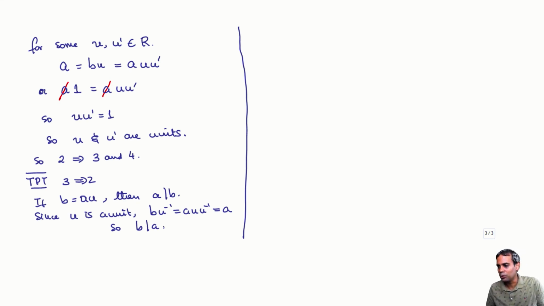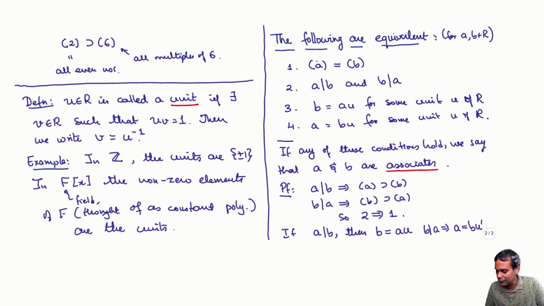So this completes the proof of the equivalence of these 4 conditions, and these are 4 different characterizations of associates. So what this answers is, when do 2 different elements generate the same principal ideal? 2 different elements generate the same principal ideal if and only if they are, by definition, associates. And this means that they each can be obtained from the other by multiplication by a unit, or each of these elements of R divides the other.